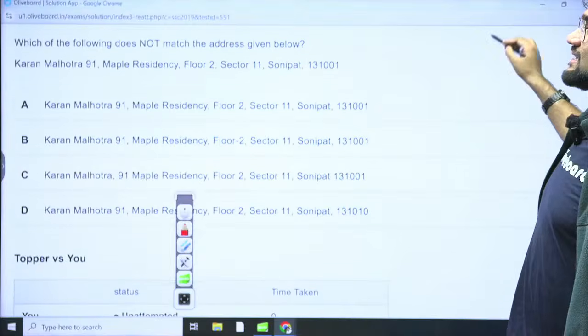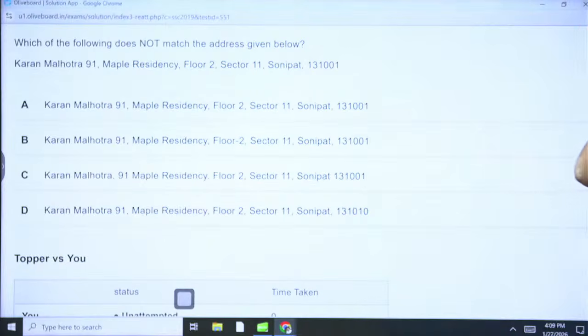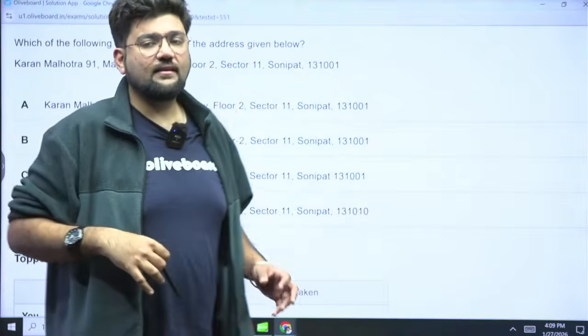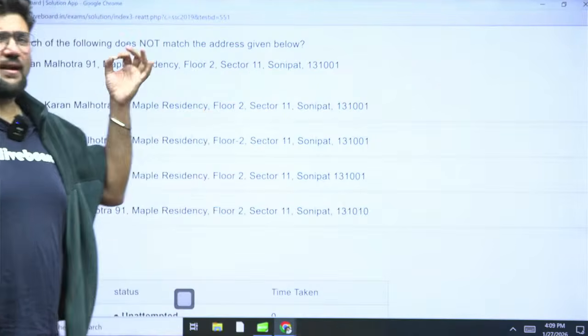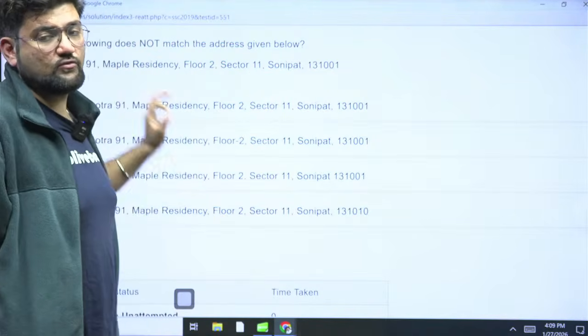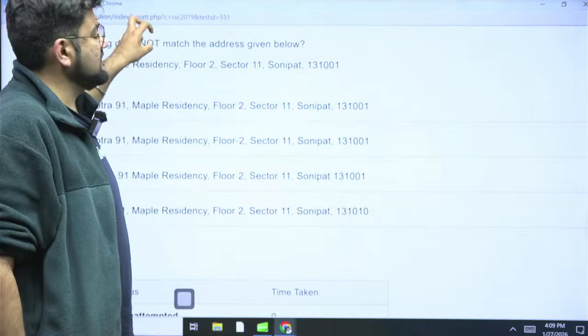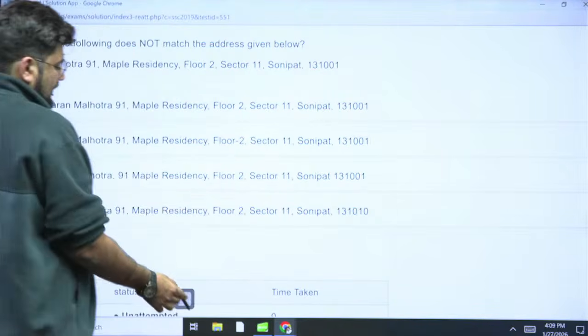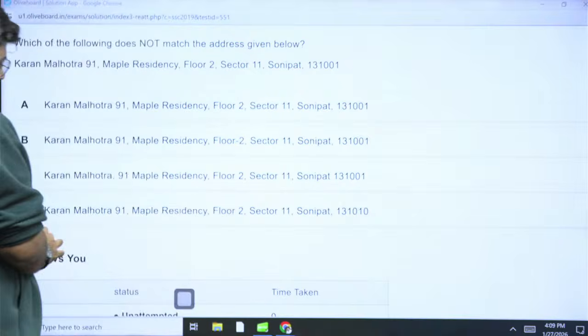Which of the following does not match the address below? Now we are very hard in the habit of actually matching the addresses, and that is how you are going to go through this question. No matter how good you are at these questions, you will still miss this "not". A lot of people end up doing that. Observe carefully. If you observe all the options, you will see that this is the only difference here.